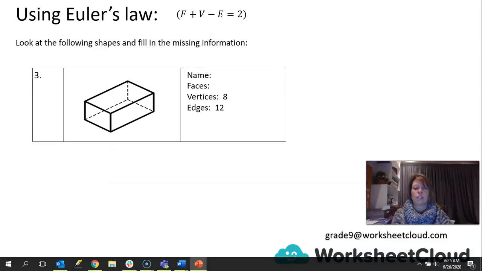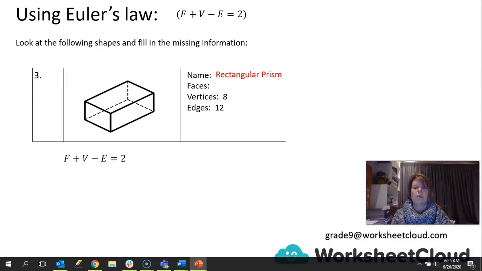Right, let's look at the last shape. That shape, what do we call that shape? And we have our vertices and our edges, and we need to know the number of faces. So that is a rectangular prism. Remember, it's got rectangles as lateral faces and 2 congruent bases, which are also rectangles. We've got our vertices and our edges, so we can use Euler's law to actually work out how many faces we've got in this one.